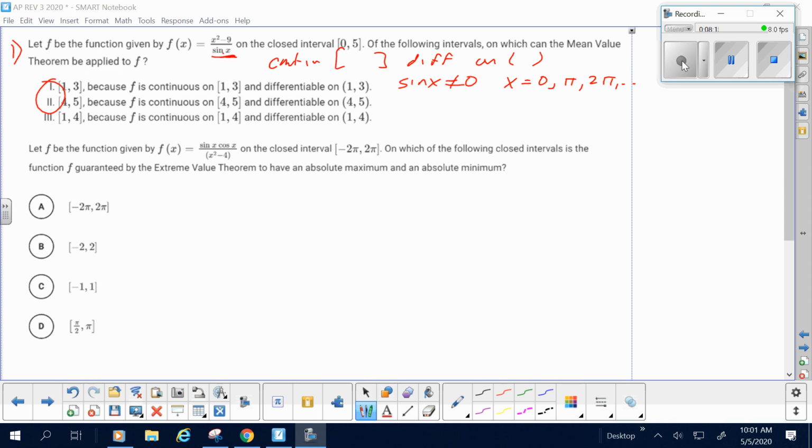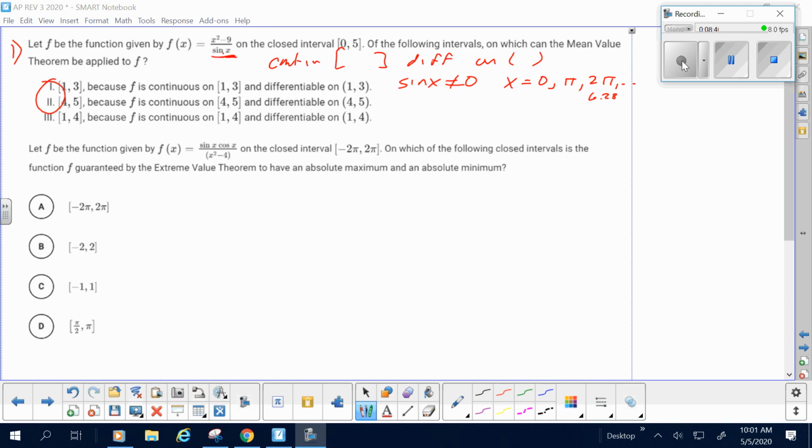Now, in terms of 1 to 3, 1 to 3 does not include 0, nor does it include pi, so we're good to go. 4 to 5, same deal. 2 pi is 6.28-ish. So 4 to 5 is also okay as far as continuity goes. And then 1 to 4 is out because it includes pi, and there's a vertical asymptote at pi. So that's why I scratched 3.